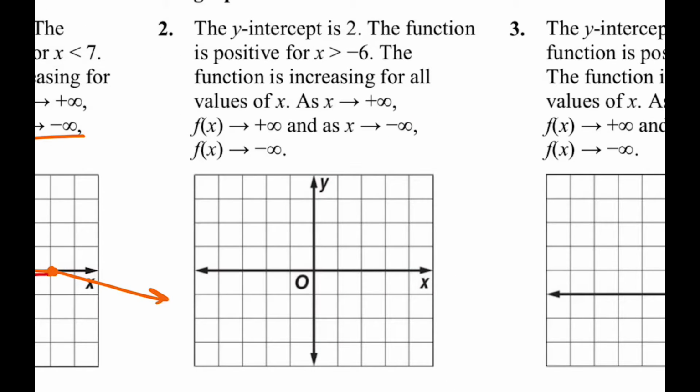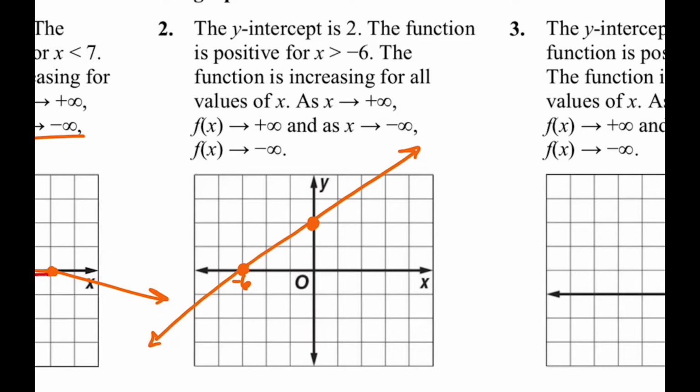Okay, so the y-intercept is 2, so there's my first point, and the function is positive for x greater than negative 6. So x greater than negative 6, 1, 2, 3, 4, 5. Okay, so my graph that they made me is too small, so I'm going to do it in increments of 2. So this will be negative 2, negative 4, and negative 6. So here's my second point. Okay, so that's my line right there, right? That is my line.